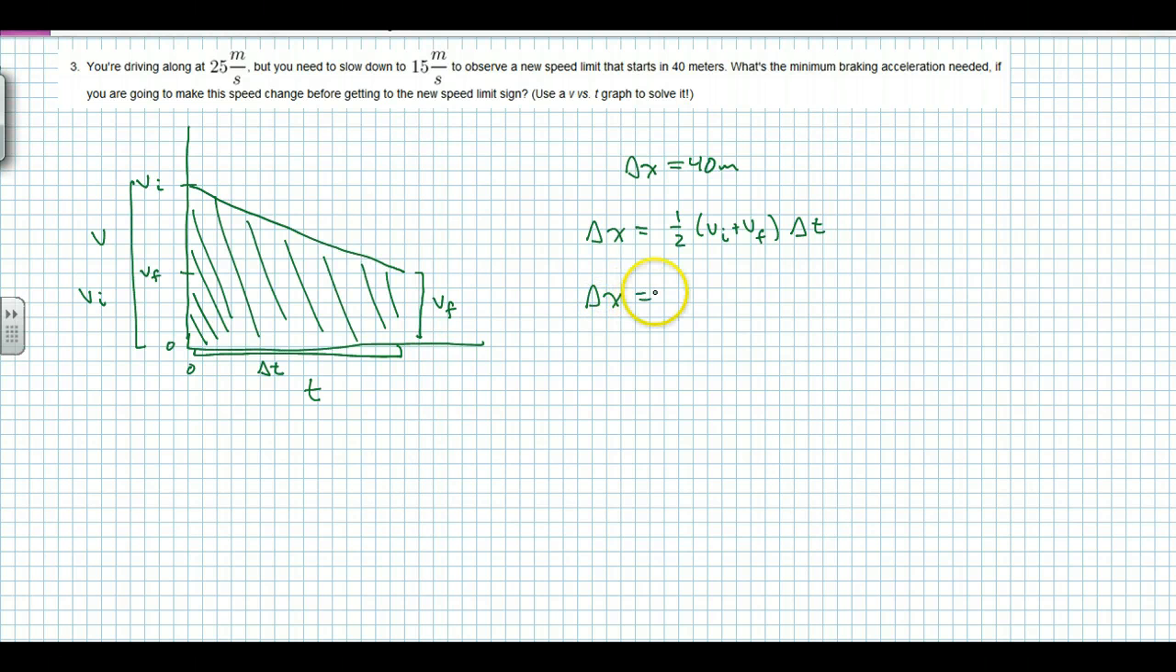So delta x we know is 1/2 times VI plus VF, we know both of those numbers, times delta t. So what we want to do to solve for that is multiply both sides by 2 to get that 2 over there, and then divide by VI plus VF.